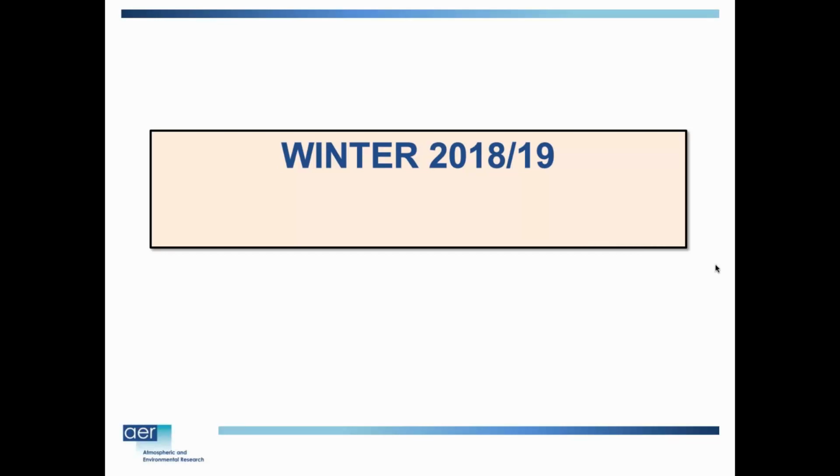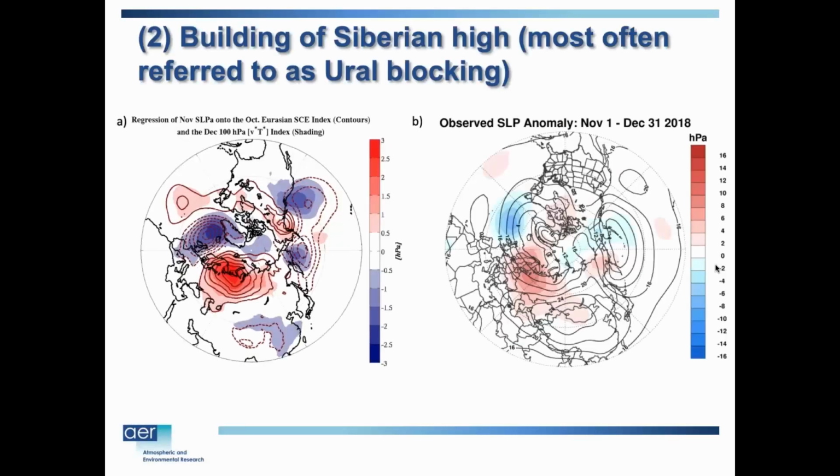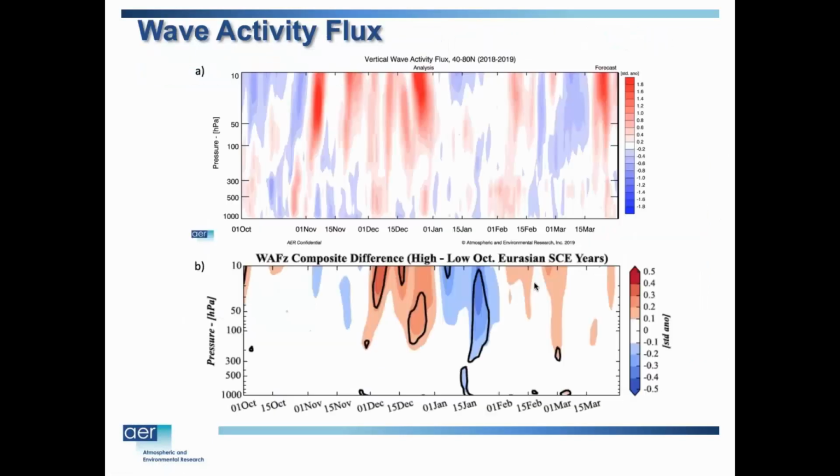I do want to talk a little bit about winter 2018-19. Again, this plot that I showed earlier showed that strong Euro blocking, Scandinavian blocking, was key to weakening the polar vortex. We had that. This is for 2 months. This is an anomaly. It's very impressive, strong Scandinavian Euro blocking last fall.